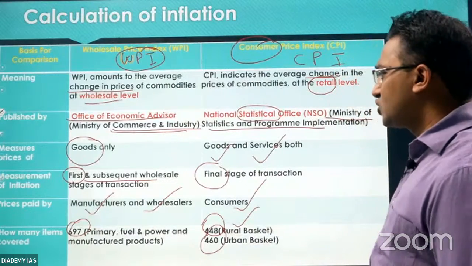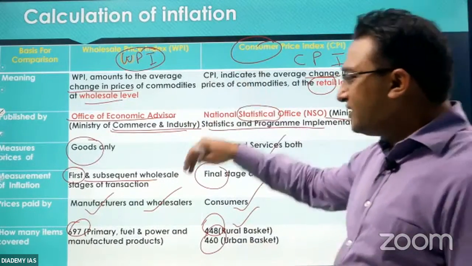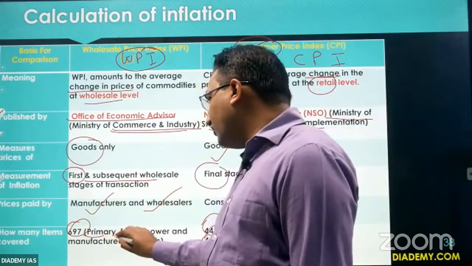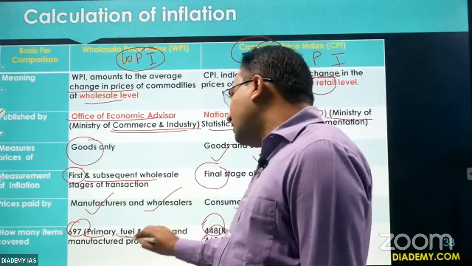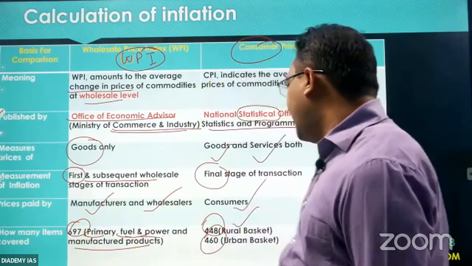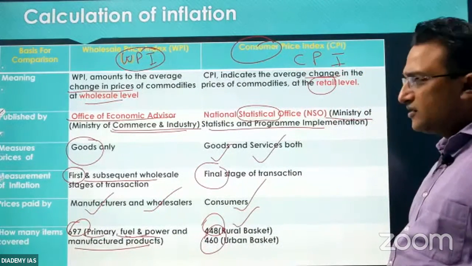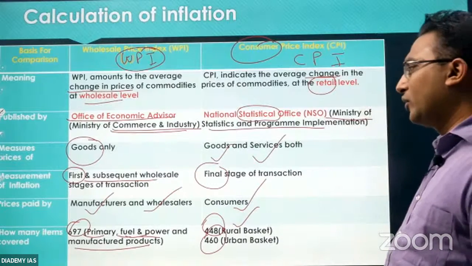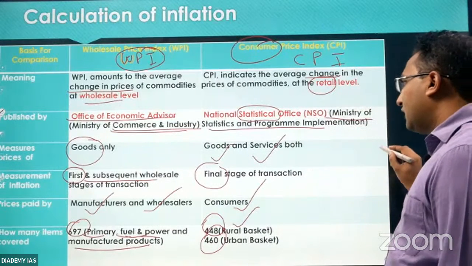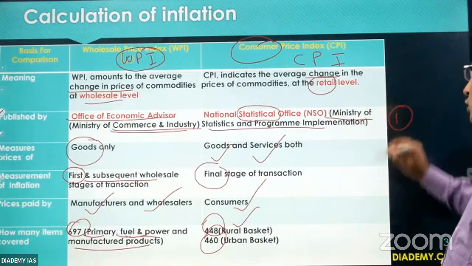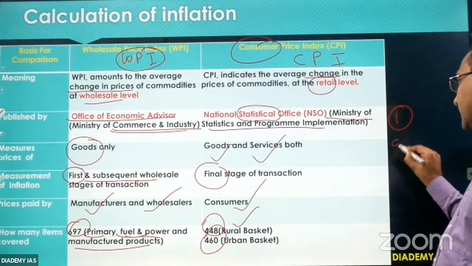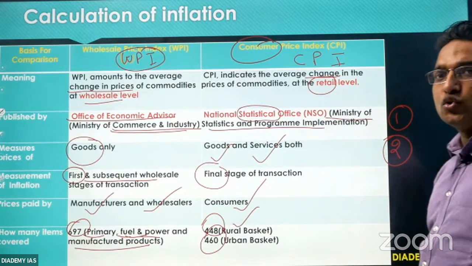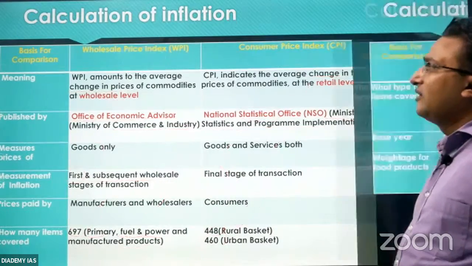We will see the classification of items. In the wholesale price index, the classification is primary items, fuel and power, and manufactured items. And here the basket is different. So you have to understand two things very importantly. Number one, the office which is calculating, and number two, the coverage, right? These two things you have to remember very carefully.